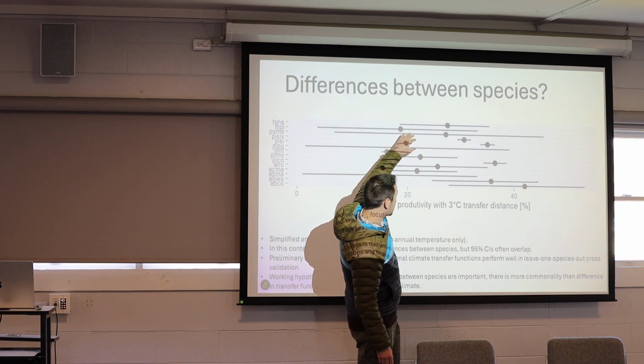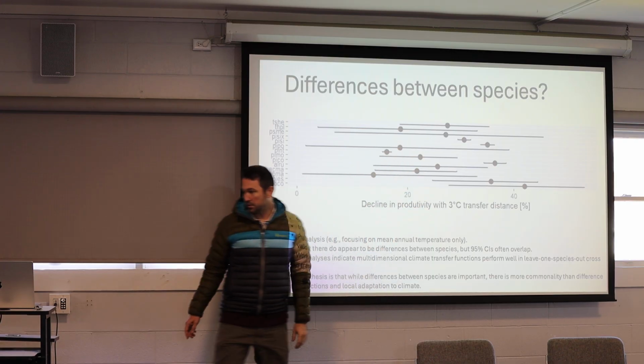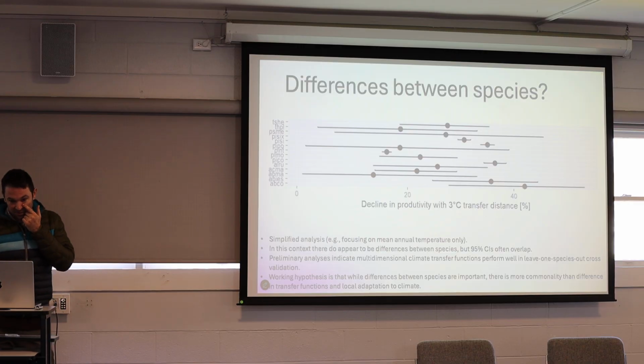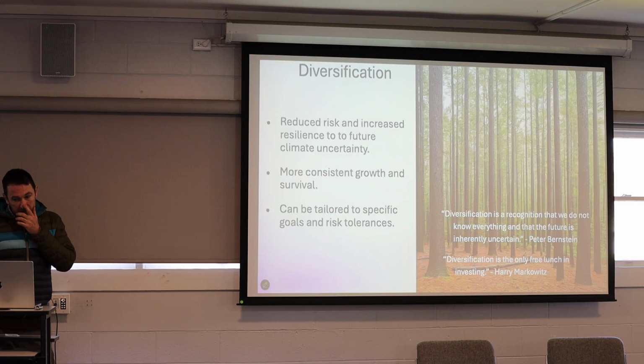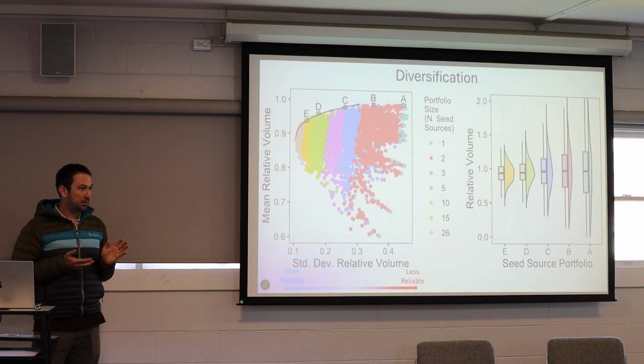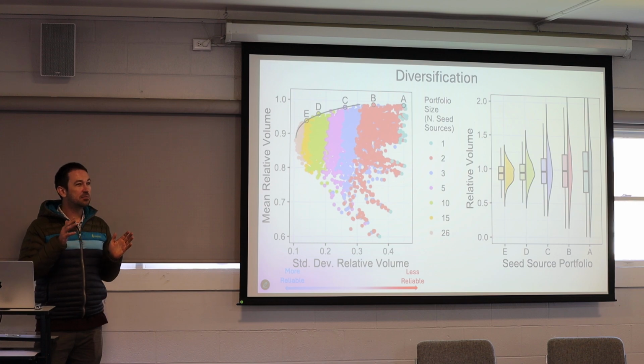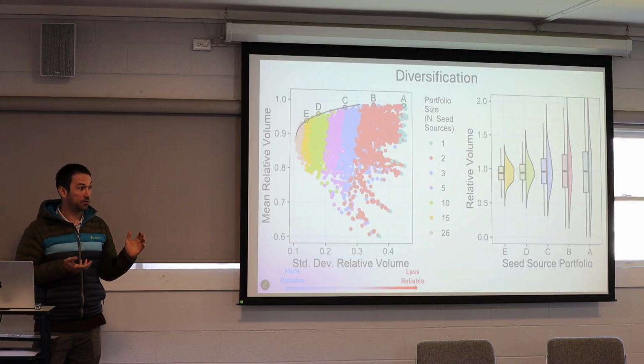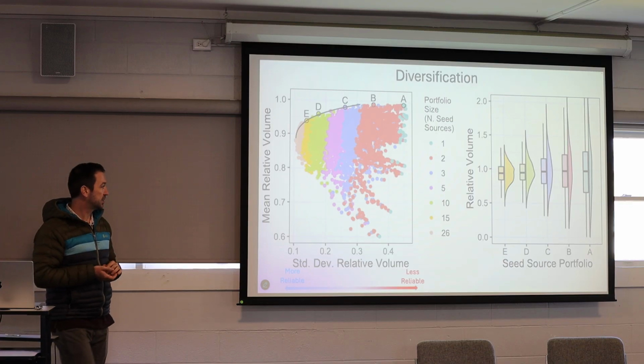But for the most part, there's a lot of overlap between these declines in productivities, these sensitivities to climate change. So another thing we're working on is a portfolio reliability optimizer approach within the climate adapted seed tool. And the philosophy behind this is that the same level of analytical detail that goes into diversification for financial assets, like your retirement portfolio, should go into selecting seeds for reforestation sites.